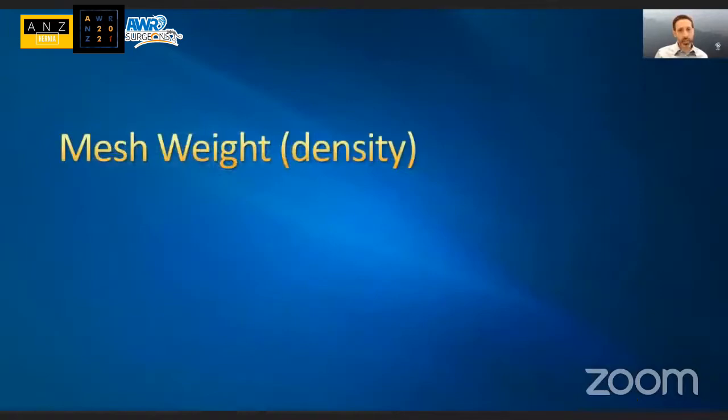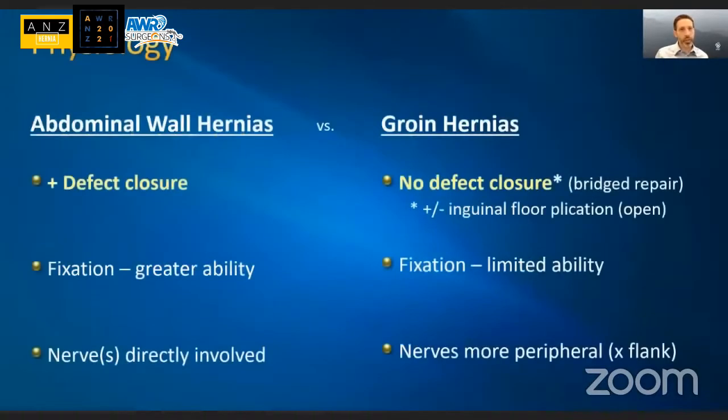So if we move on and just specifically talk about mesh weight or density with regards to groin meshes, it's important to at least take a step back and look at the physiology of the abdominal wall versus groin, because there is definitely a paradigm shift when we talk about how we decide on the density of meshes for these different areas. And the biggest difference is for abdominal wall hernias, we strive for defect closure. That is, we're getting fascial reapproximation and then supporting that with our mesh. Whereas with groin hernias, we do not close the defect. Therefore, the vast majority are bridge repairs.